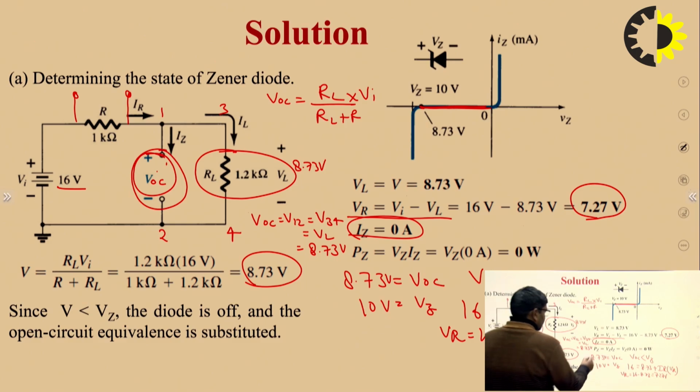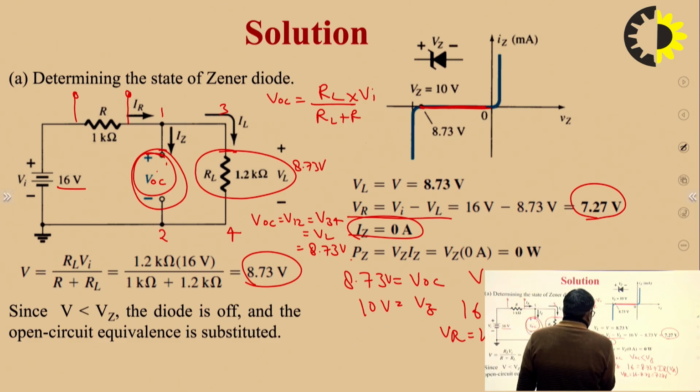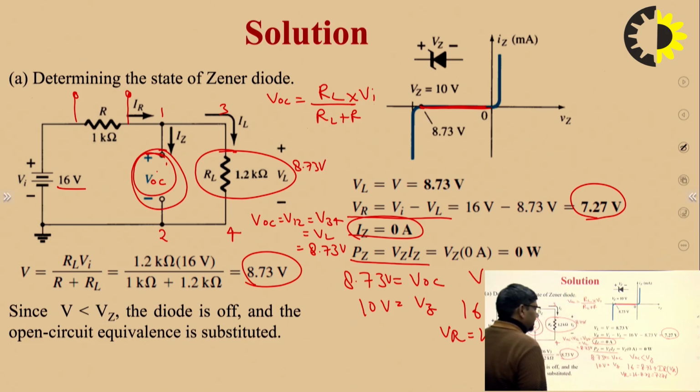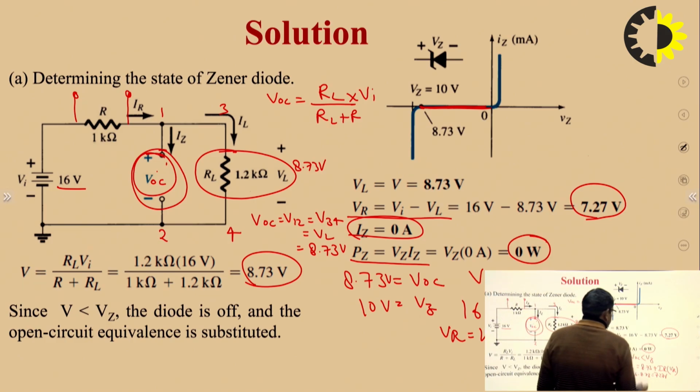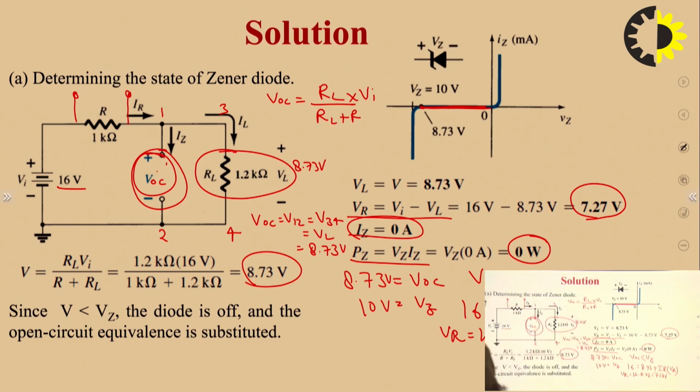So the Zener power is calculated by VZ into IZ. VZ is given, and IZ is 0, so that means 0 watt. So if the load resistance is 1.2 kilo ohm, the Zener power is 0 watt, the voltage across the load is 8.73, the voltage across R is 7.27, and the Zener current is 0 ampere. So we easily calculate this question.